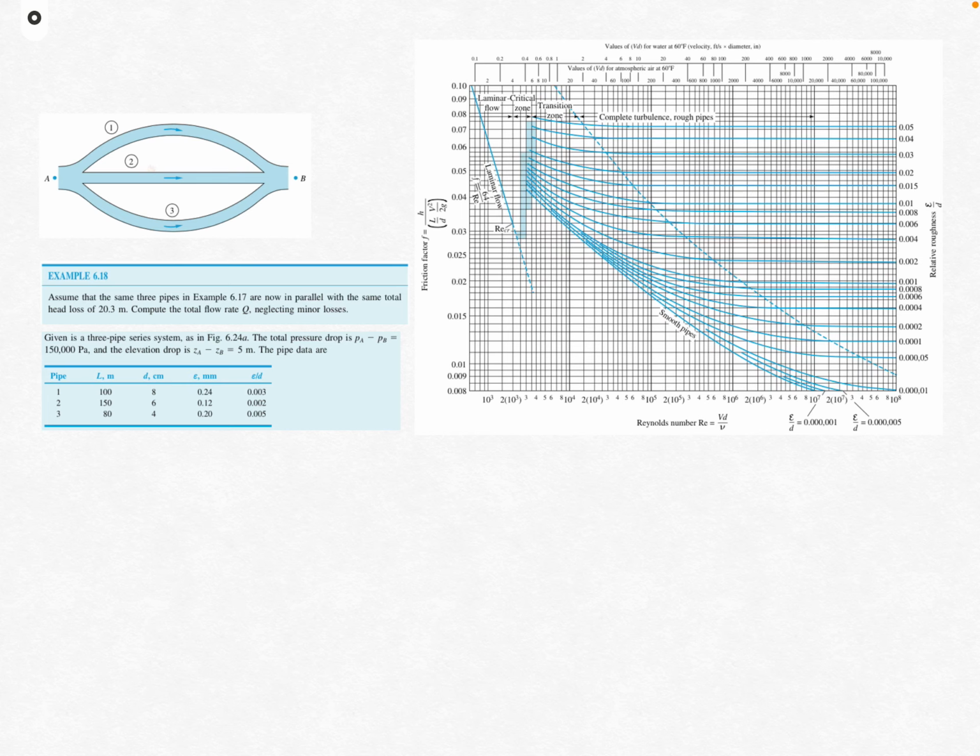Okay, so in this problem, we're going to be looking at a very simple type of pipe flow network where we have three pipes that are in parallel with one another. And what we're going to see is that there are really just a couple of little tricks, or a couple of little rules, that we have to keep in mind here.